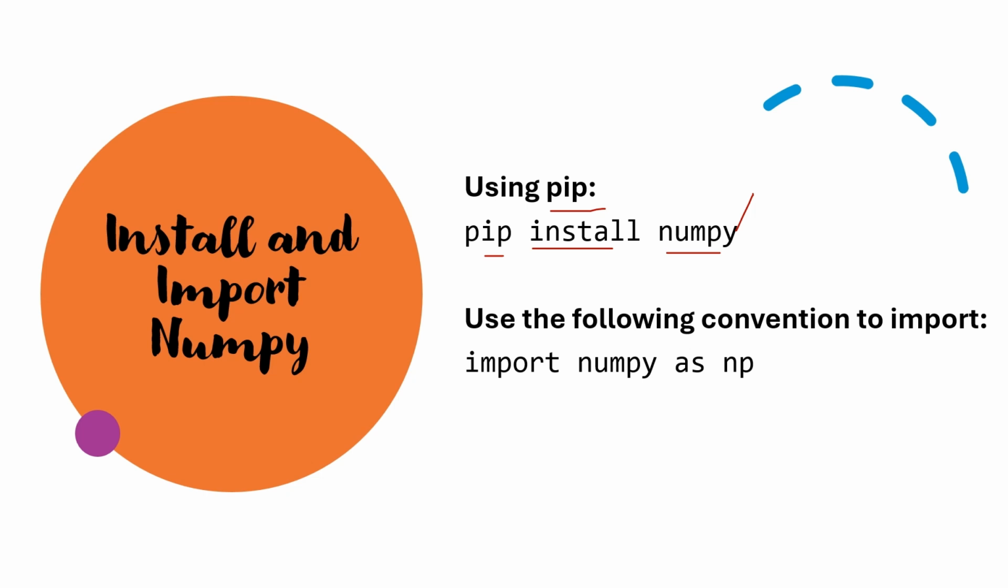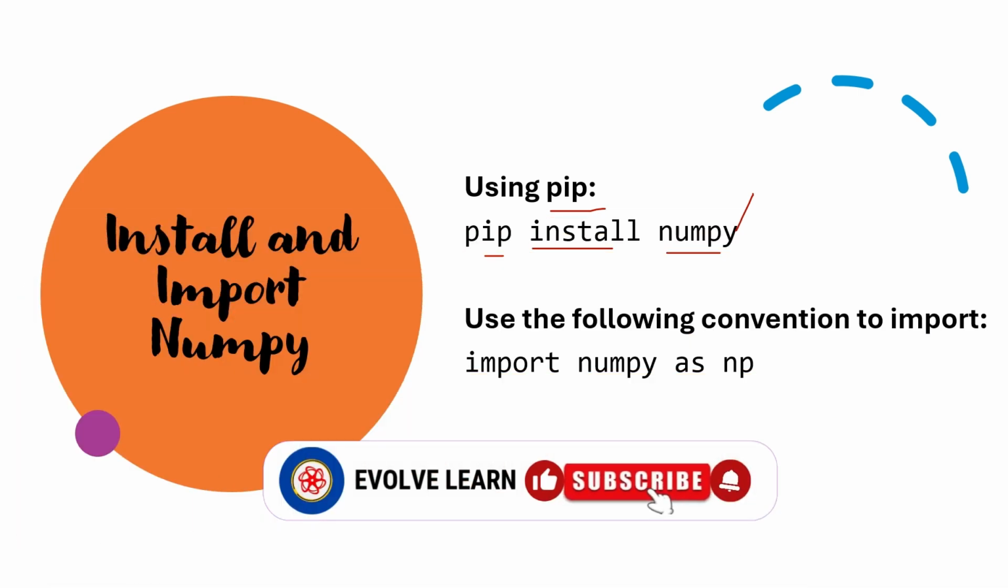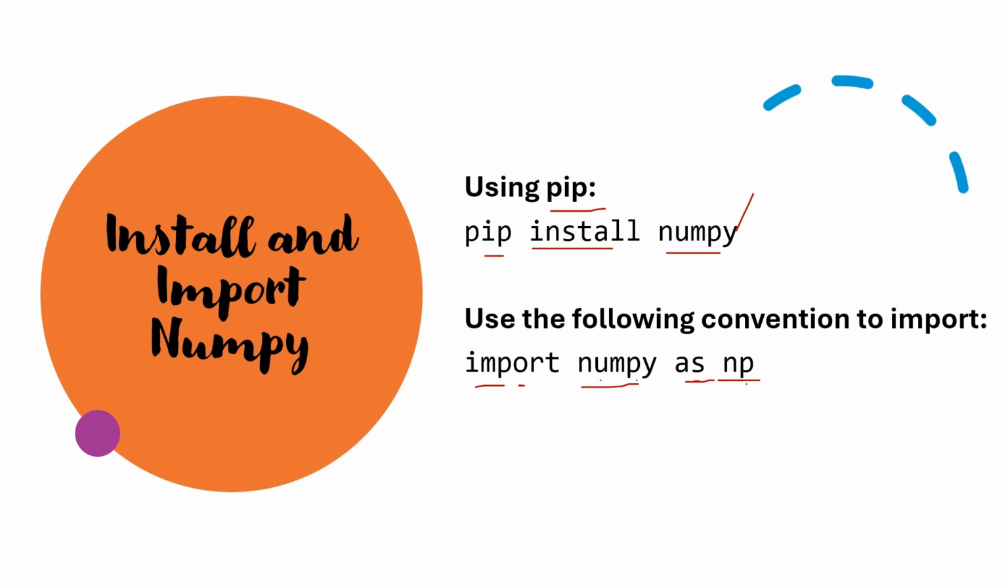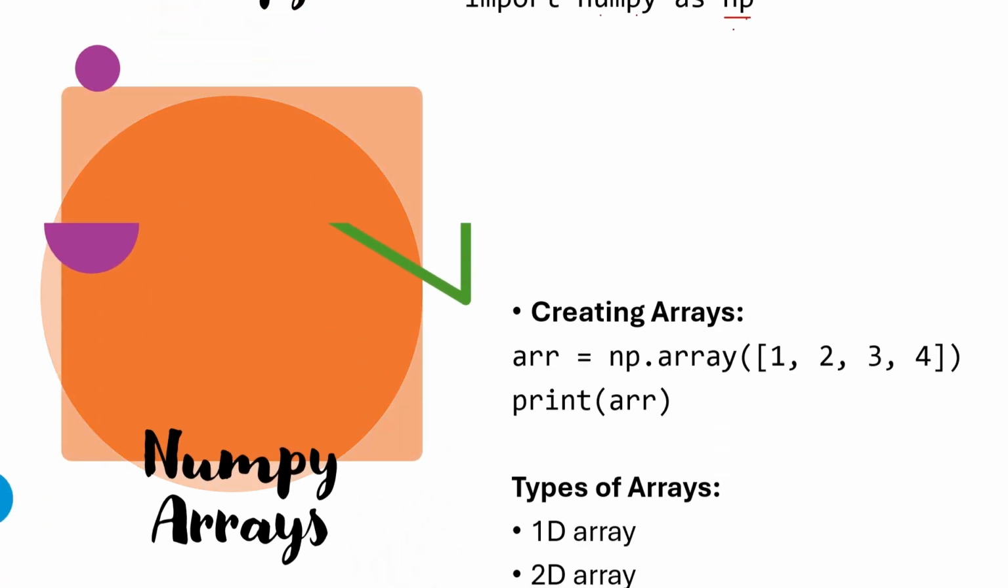To import NumPy in your Python code, we can use import numpy as np. This statement imports the NumPy library and assigns it the alias np. Using an alias like np will make your code simpler. Instead of typing numpy every time you want to use a function from the library, you can simply use np. Now that we have seen how to install and import NumPy, let's look at how to create NumPy arrays.